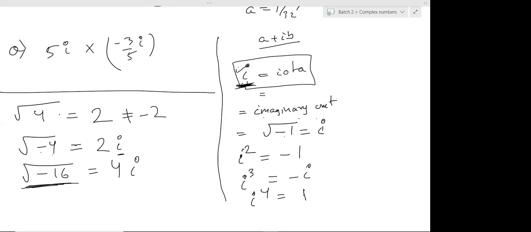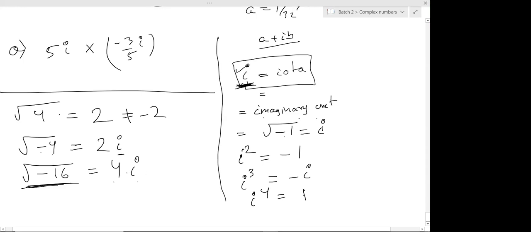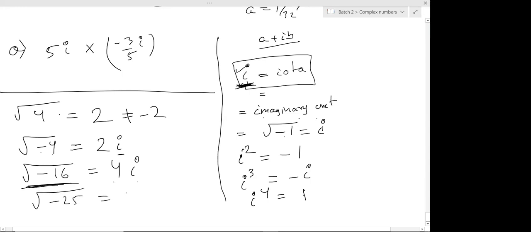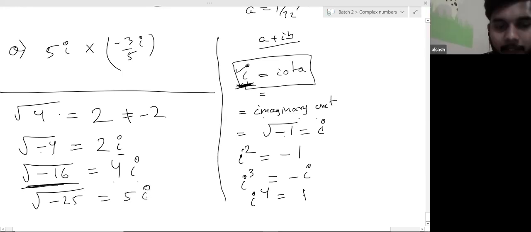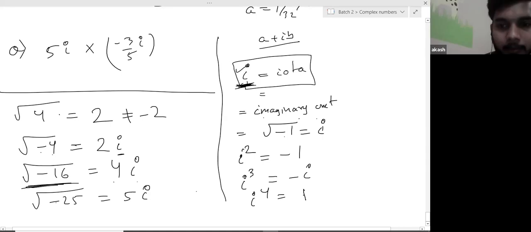All right. So under root -16 is 4i. Clear? Okay, sir. So tell me this, under root -25. Sir, is it 5i? Absolutely right. It is 5i. Sir, is it called i or is it called iota? No, called i. All right, 5i. Okay. Write that down also.